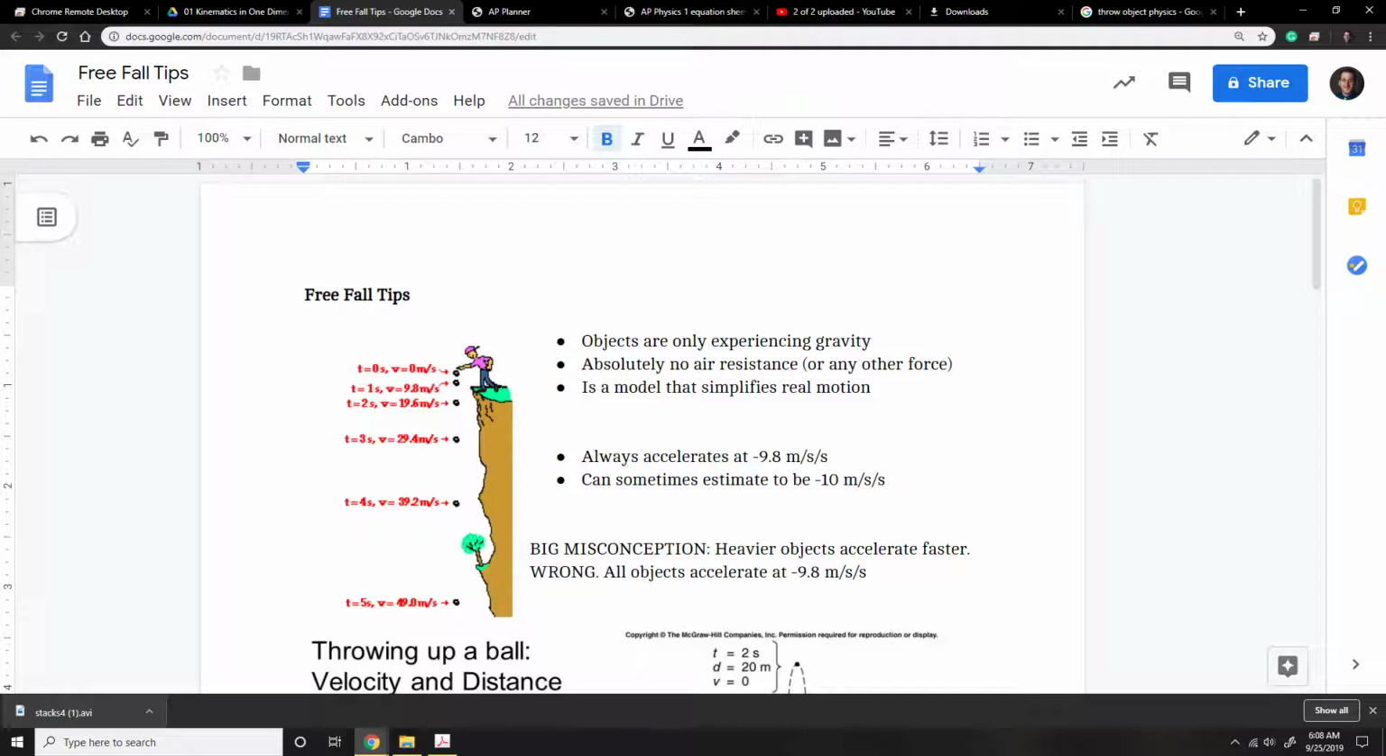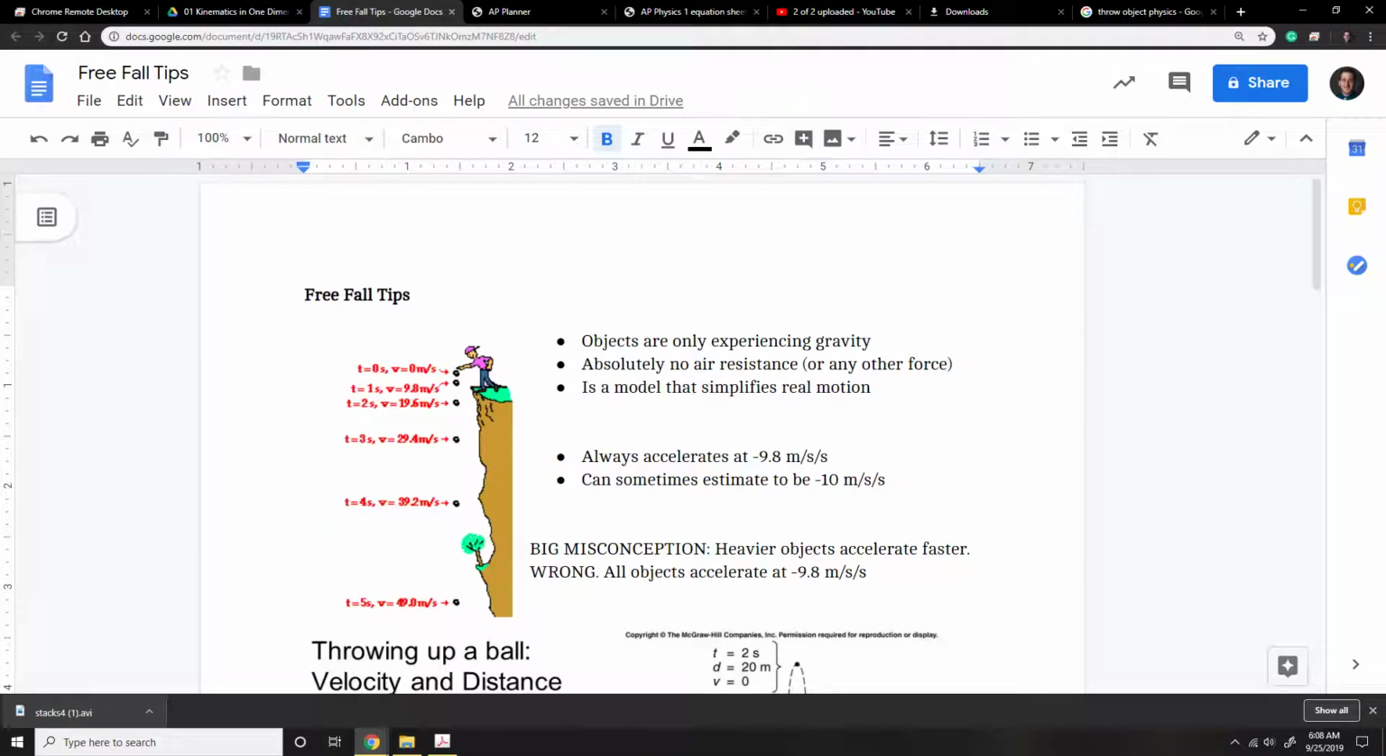We have to either pretend like there's no air, or we can physically suck out the air with a vacuum or some other pump that just gets rid of the air. And then we're talking about free fall. Free fall is a model that simplifies real motion.